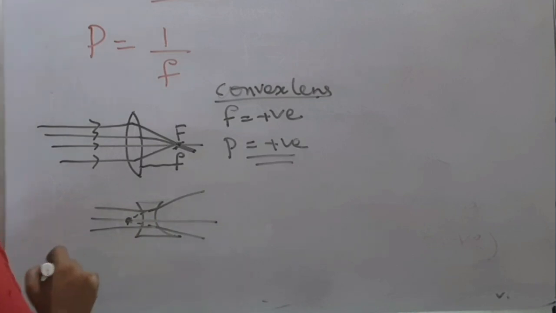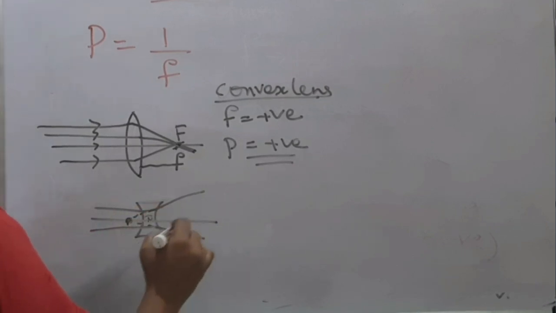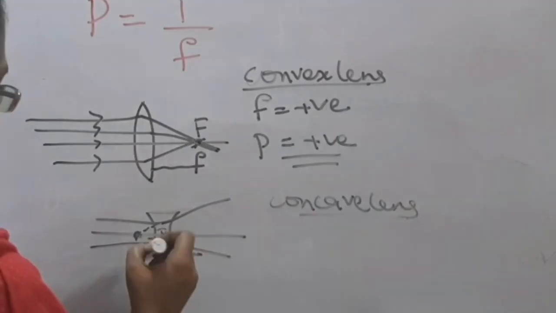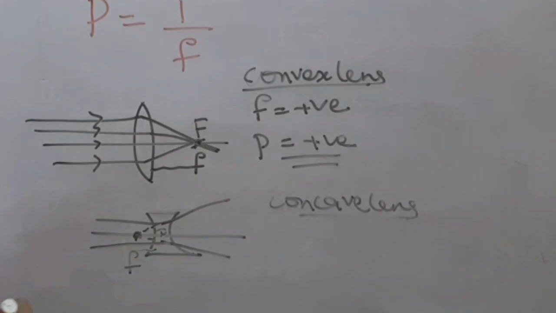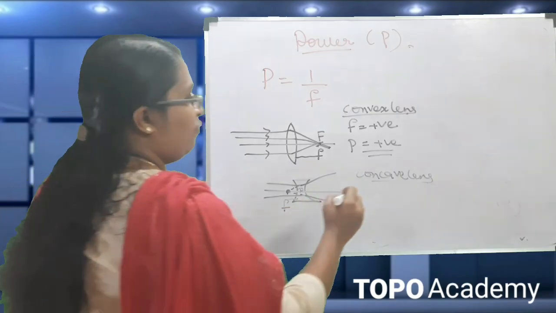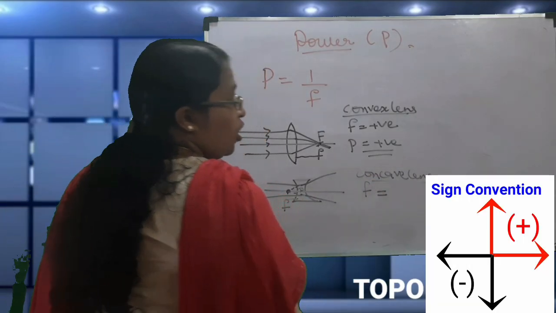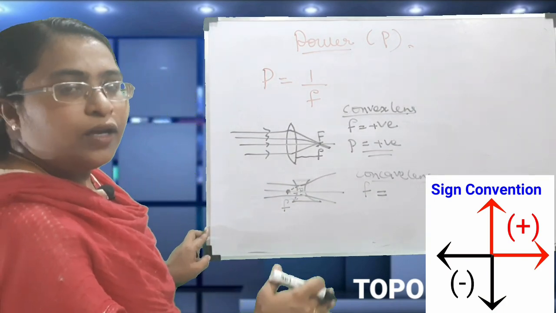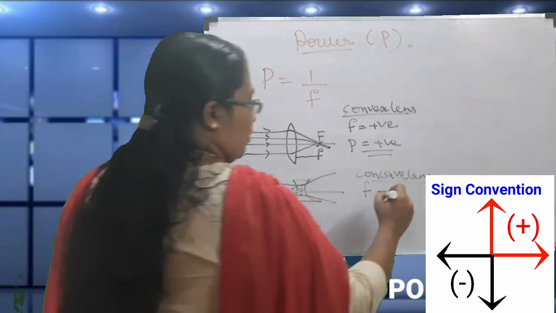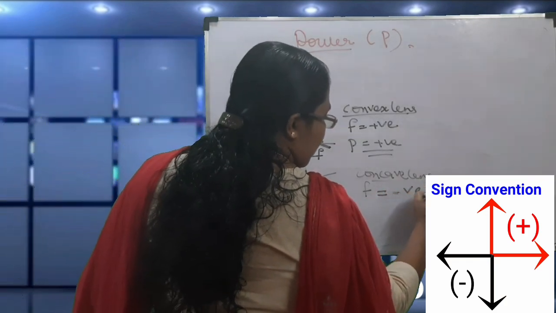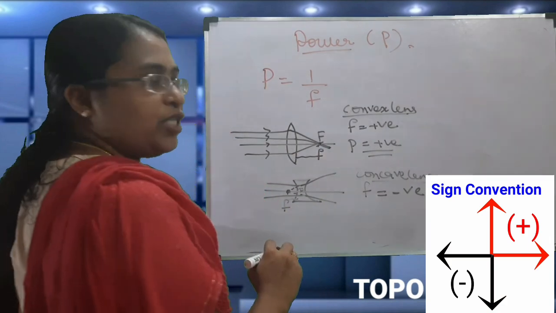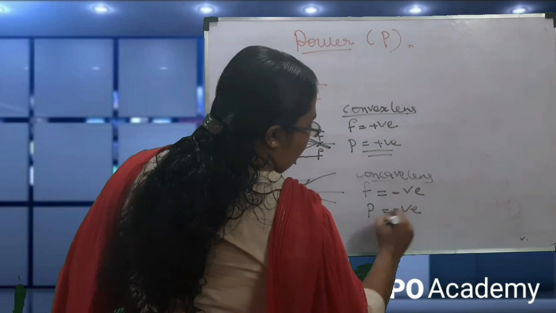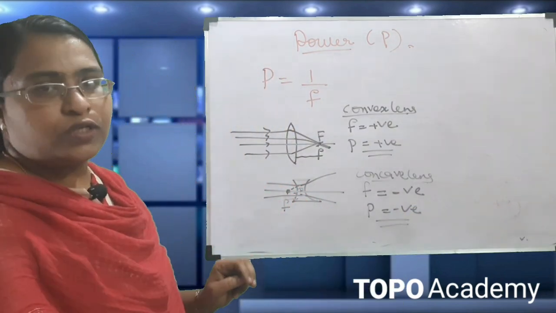This is the focal length here. This is the optic center. So here for concave lens, this distance is the optic center to focal length. So here, what is the sign for focal length of concave lens? Since the principal focus is on the left side of the optic center, the sign for focal length is negative. So what is the sign for power of a concave lens? It is also negative.